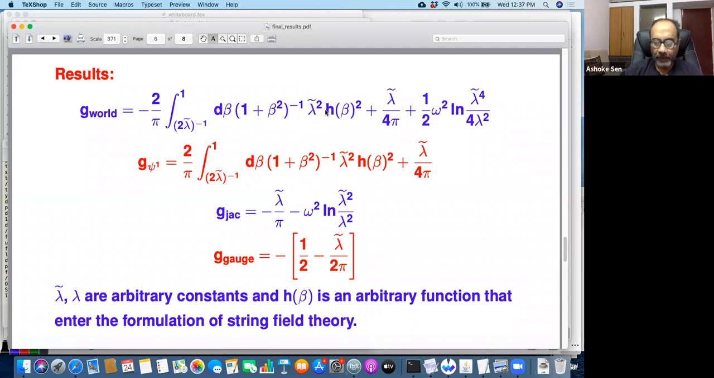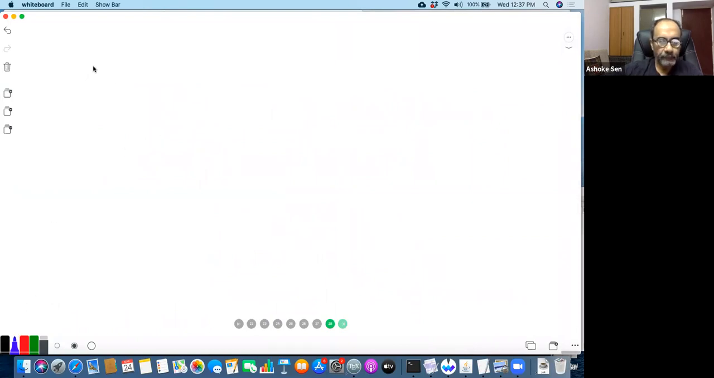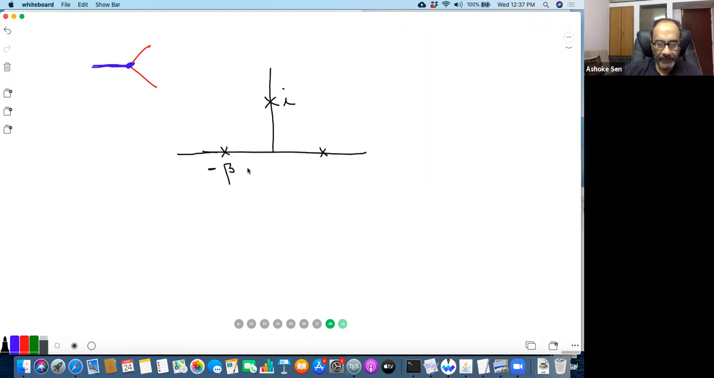Then h of beta is a new function. This also enters the construction of the string vertex. Maybe I can just say where that comes from. So h of beta basically comes from having to describe this vertex: one closed string, two open strings. This was also one of the vertices that was in the Feynman diagram. And when you represent it in the upper half plane, you can represent it by a closed string at i, and the open strings, you can put them symmetrically. One parameter you can fix, but you can fix it as minus beta and beta.